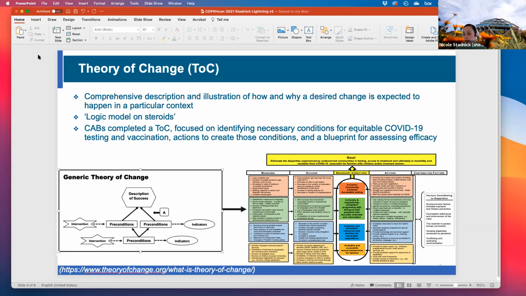And so over about 6 sessions, we went from the generic theory of change into what you see, that color-coded theory of change, which allowed us to understand what are the necessary conditions for testing and vaccination equity, actions to create those conditions, and a blueprint for assessing efficacy.